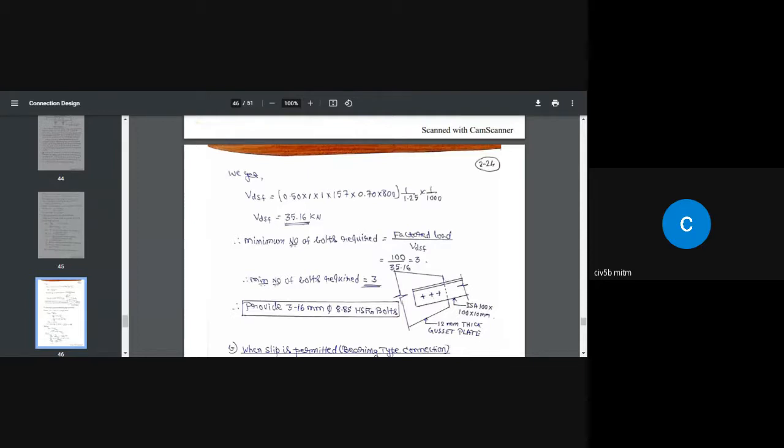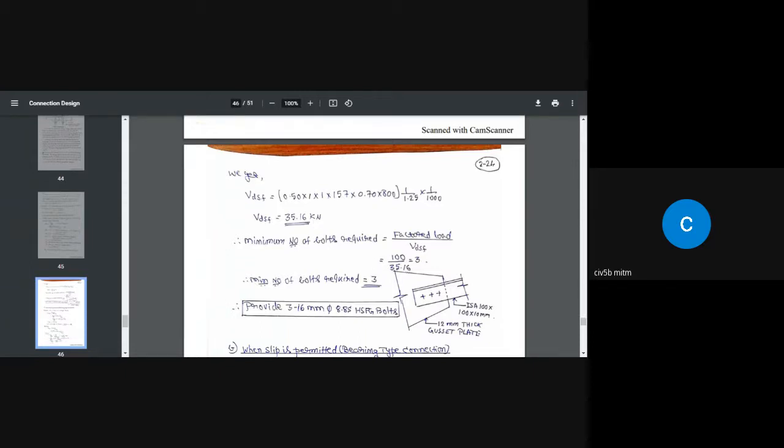The connection we design should be strong enough to withstand that 100 kilonewton force. Strong enough means that is not the service load, that is the ultimate load. If it fails, it is supposed to fail at 100 kilonewton. So this is the design force. The number of bolts we need is 100 divided by 35.16, which is equal to 3. We need 3 bolts.